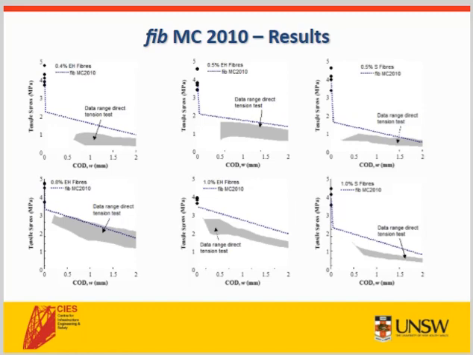In this slide, I've plotted the results of the FIB model code inverse analysis procedure along with the direct tension test shown in grey. If we look at the comparison of the results at 0.5mm and 1.5mm, we see that the FIB model code consistently overpredicts the strength offered by the fibres, and this is unsafe.